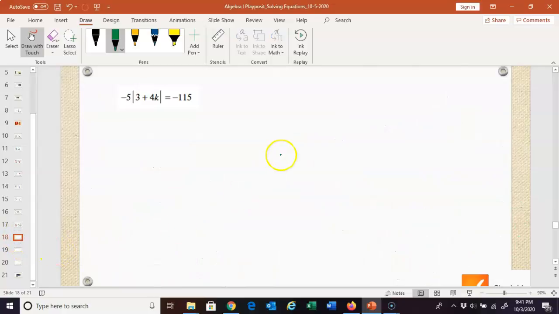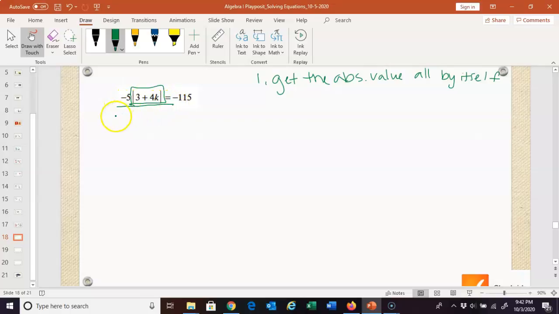Let's try another one. So remember, step 1, we're going to get the absolute value bars all by itself. So here's an example where it's not by itself. It has this -5 hanging out. So first we need to get this all by itself. So that since this is a -5 times all of this, we're going to divide by the -5. That goes away, and we're left with 3 plus 4k equals, what is that?